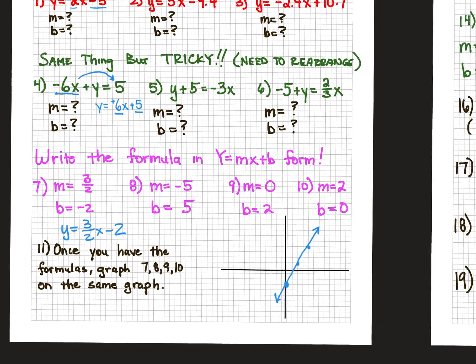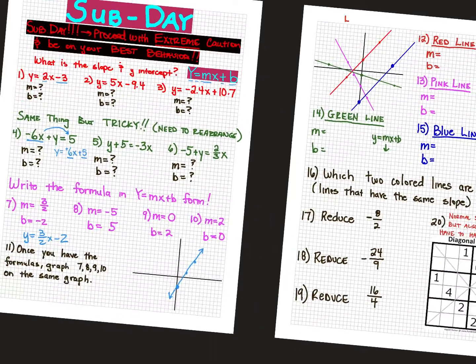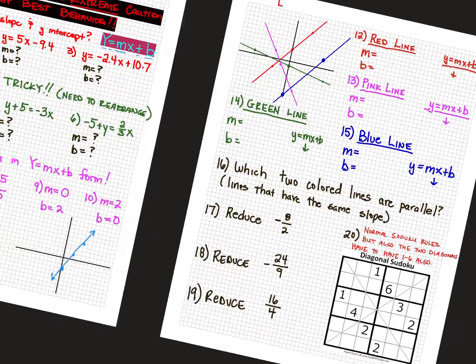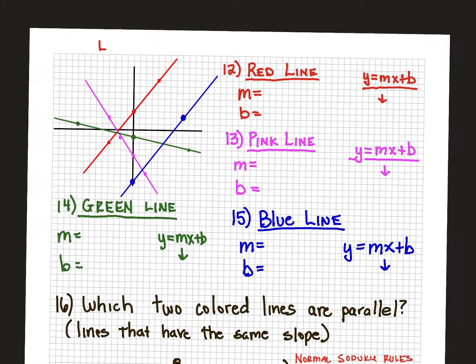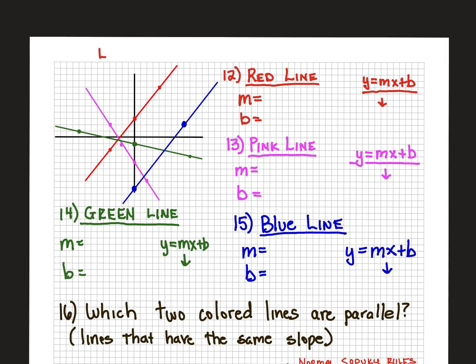Okay, so done with that page. And there we go. On the next page, your job for 12 through 16 is, for 12, you're going to look at the red line on the graph, and use the points on the red line to tell me the slope, and tell me the y-intercept, or where it hits the y-axis, that line right there, the y-axis.